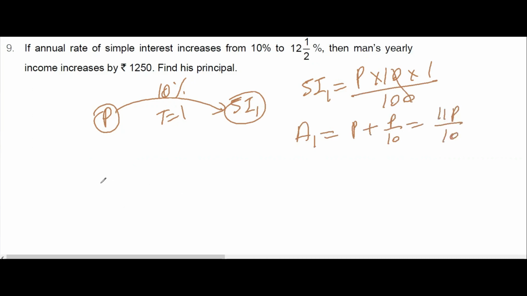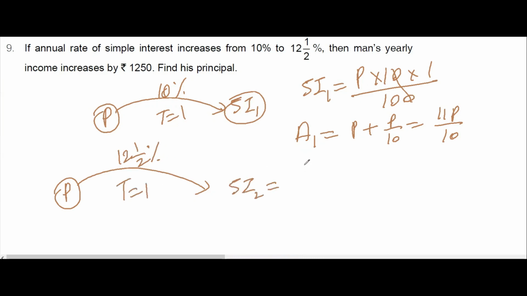Okay. Now for the second case, it will take what? 12.5 years? No, not 12.5 years, 12.5%. This time the rate is 12.5%. Time is again 1 year. So here simple interest 2 will be P, and R is 12.5, which is 25 by 2, times T, which is 1, upon 100. When you solve this, it will be P by 8.